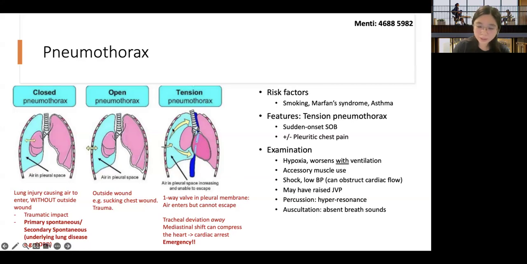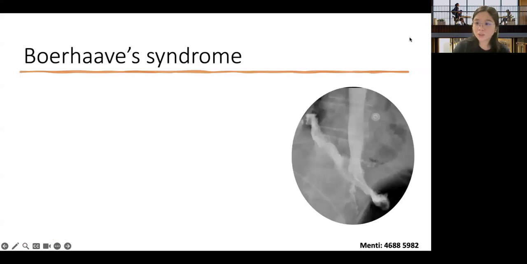In an area that you have pneumothorax, respiration would no longer be occurring. So you would just have no breath sounds in that area, and that would be quite worrying. For your investigations, if it's a tension pneumothorax, do not image it and go straight to an emergency needle decompression. I'll explain this later on in management.